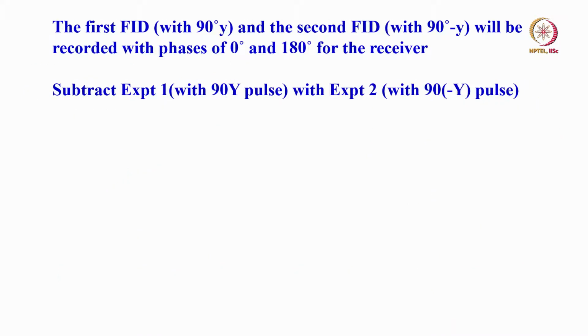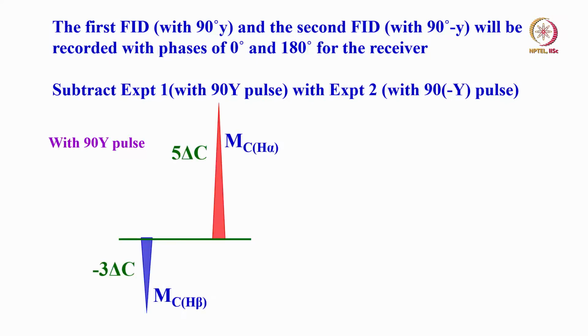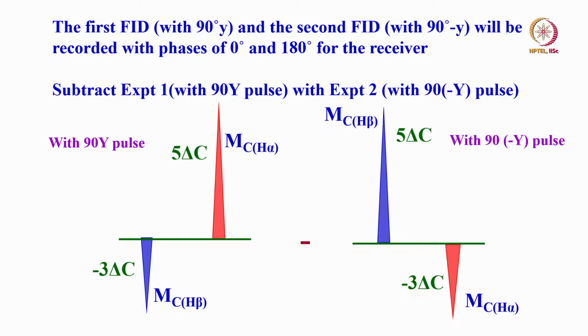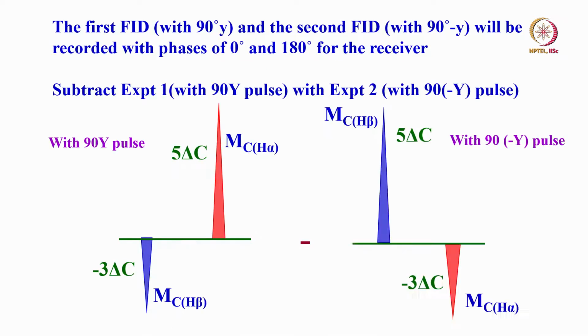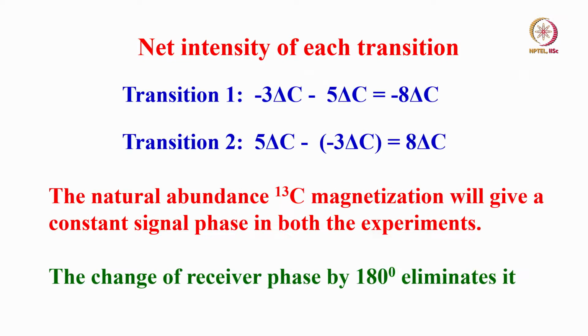Okay. Now what we can do is add or subtract. Let us subtract experiment 1 from experiment 2. What is going to happen now? If you take this difference, you take this difference now, experiment 1 with experiment 2. Here nothing is going to happen. Come back here. Let us calculate the net intensity of each transition mathematically.